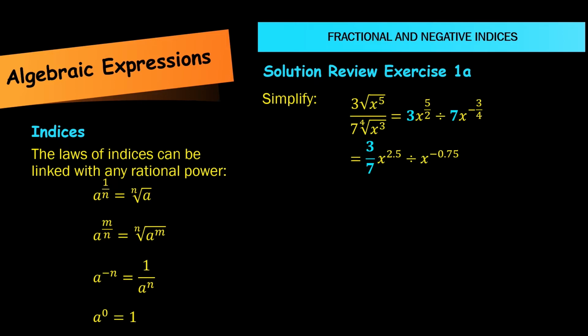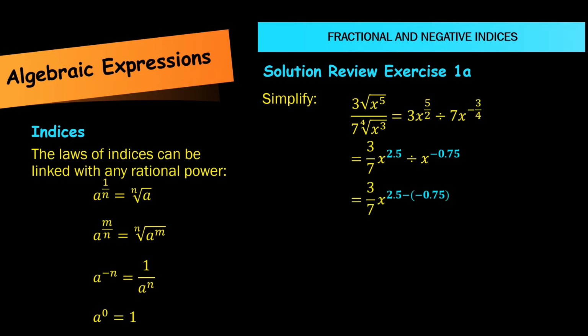Now let's bring all the constants to the front, so we have 3 over 7. We're also going to convert the fractions to decimals. So 5 over 2 becomes 2.5, and minus 3 over 4 becomes minus 0.75.